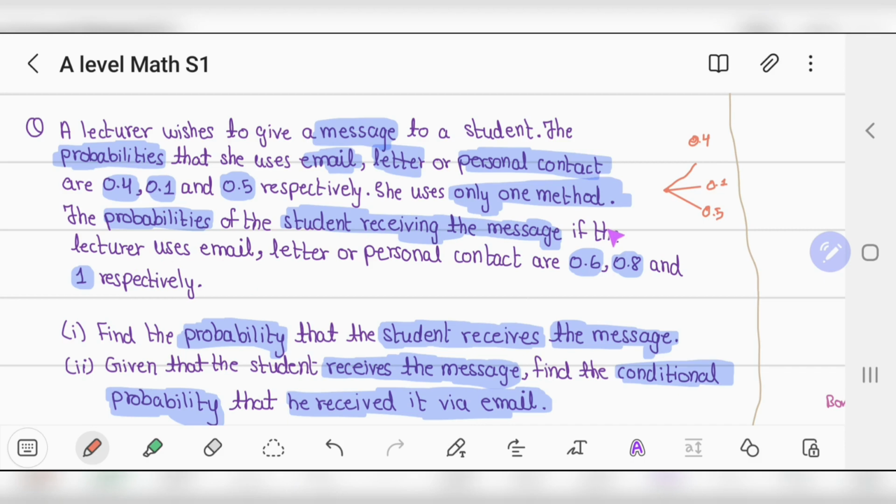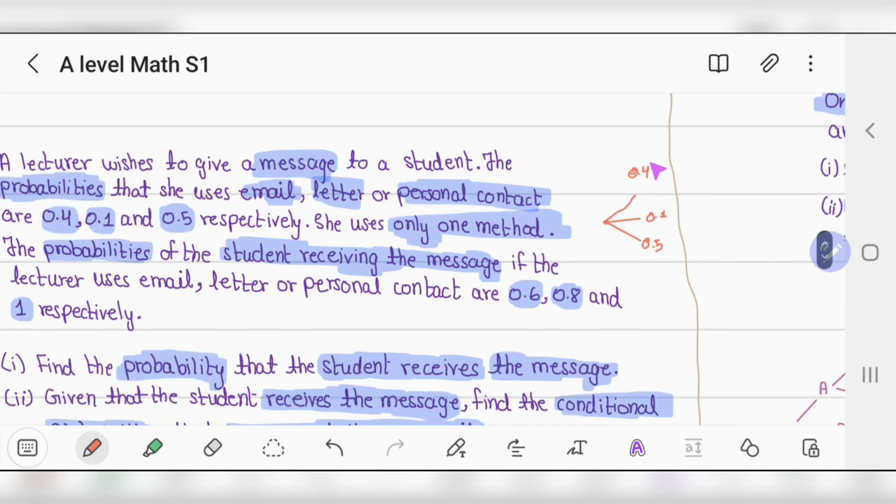The probability of the student receiving the message if the lecturer uses email is 0.6. Either the student receives the message, the probability of receiving the message through email is 0.6, and the probability of not receiving the message through email is 0.4. That's another thing I want to tell.